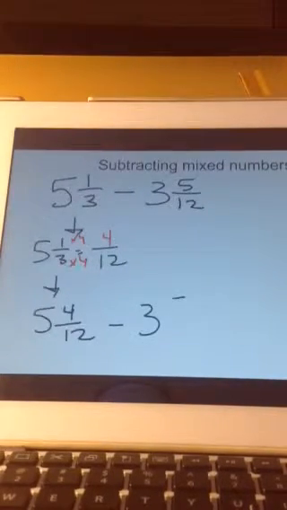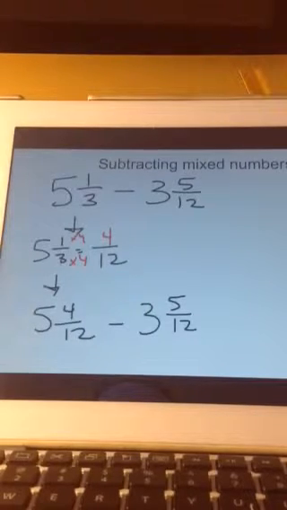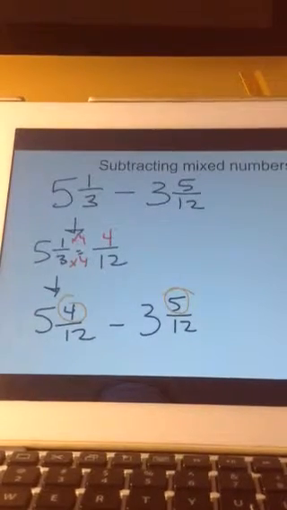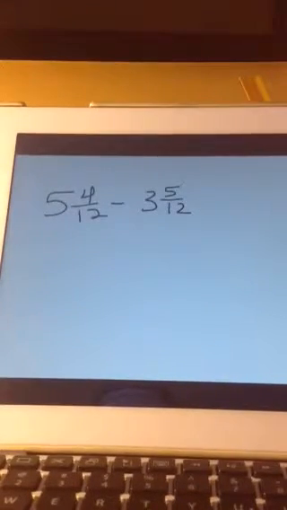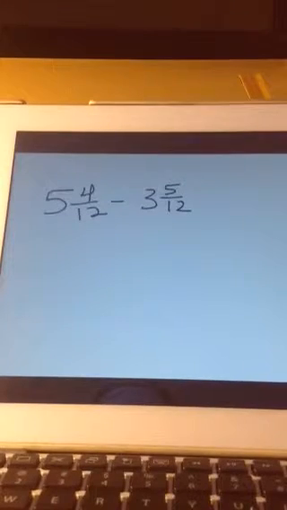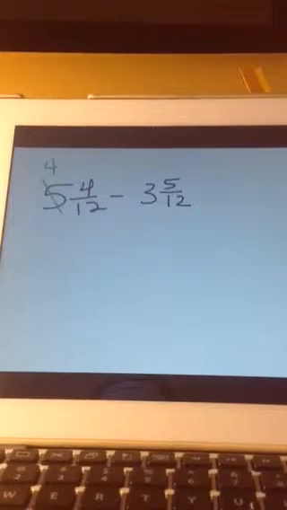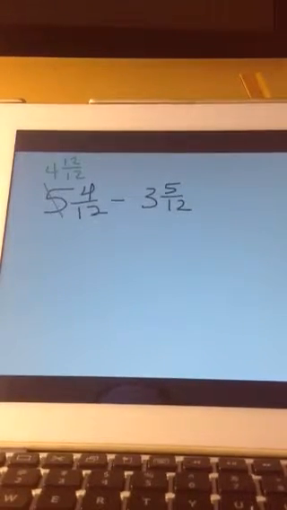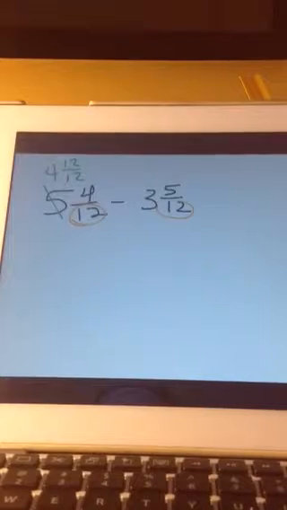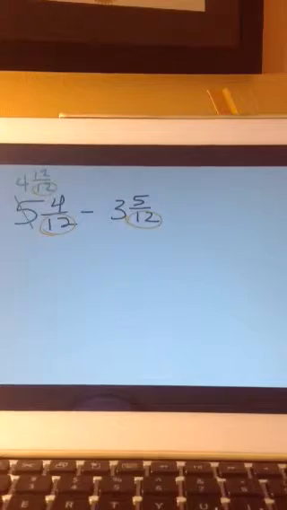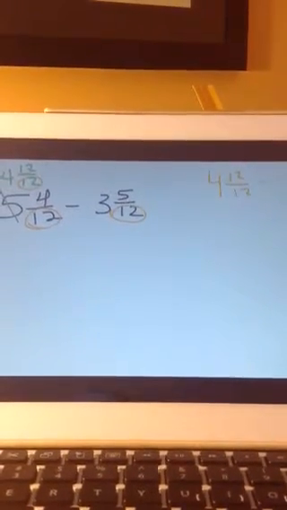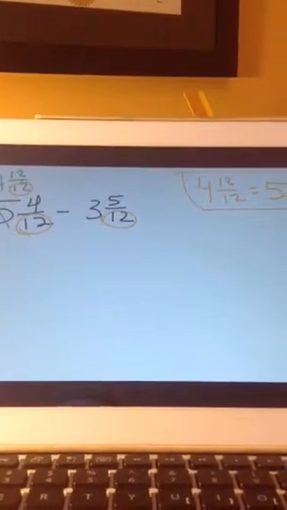minus 3 and 5/12. So on this one, we can't do 4 minus 5, so we need to regroup this. We're going to borrow from this 5 and make that a 4. And so that's going to be 4 and 12/12. I chose 12 because I want to still have a common denominator with everything. And 4 and 12/12 still equals the whole number 5. So that's kind of why we regroup that way.